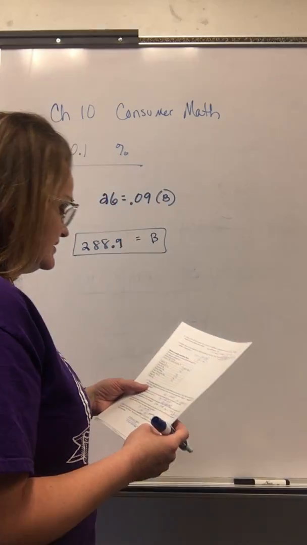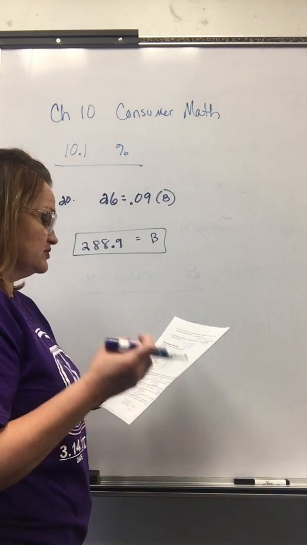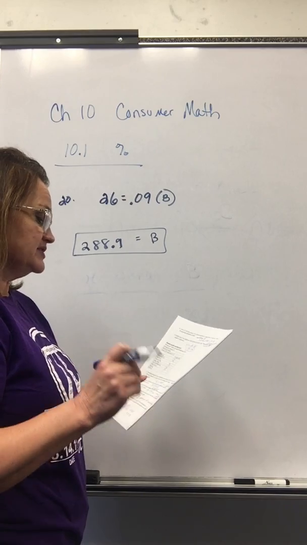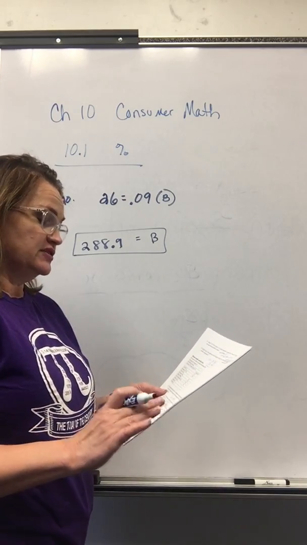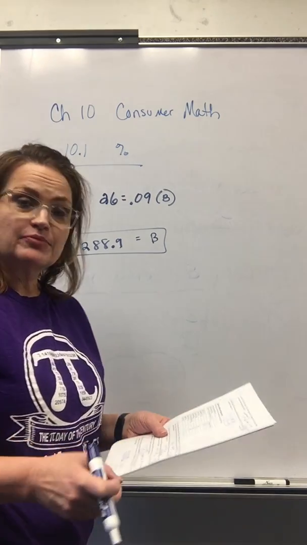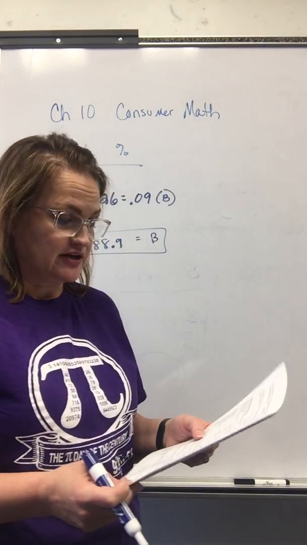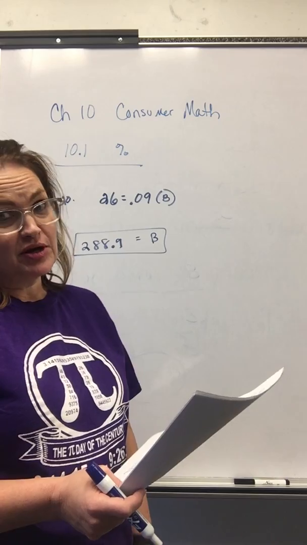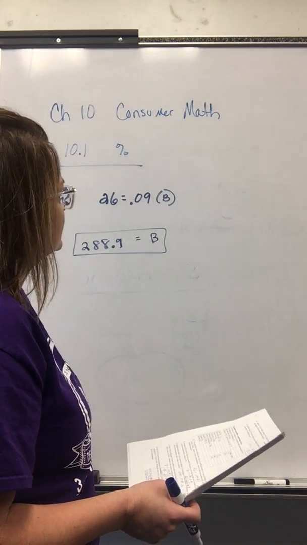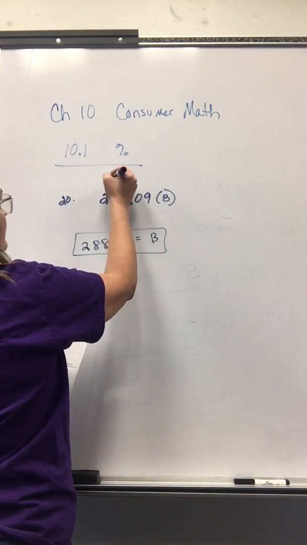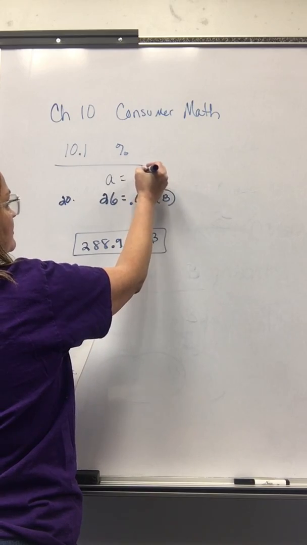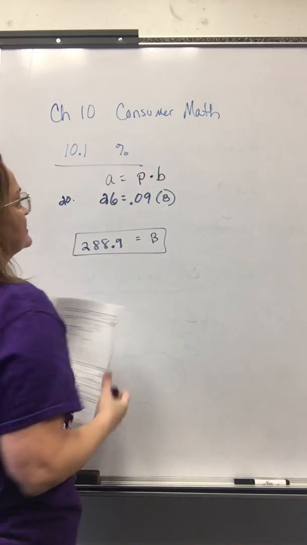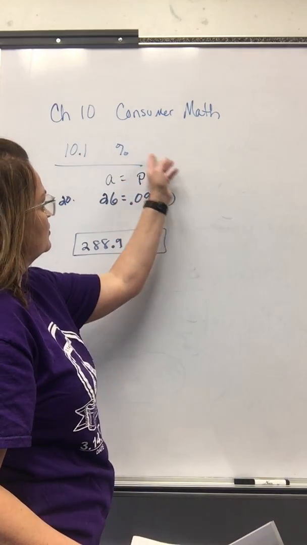On number 20, it says the package label shows that there's 26 grams of carbs in one serving of these ramen noodles, and it's 9% of the recommended daily value. So we've got an amount, and then we've got a percent. Based on the last video, the percent times the base are always multiplied together.